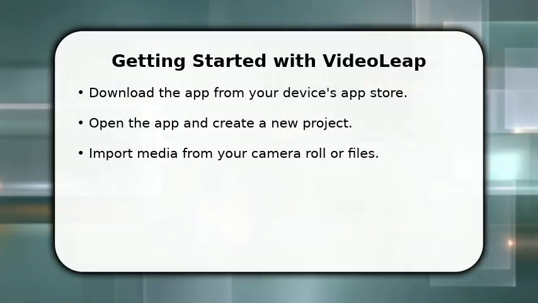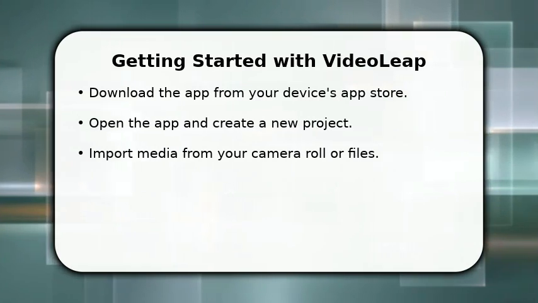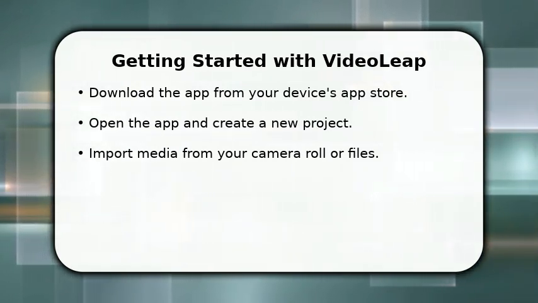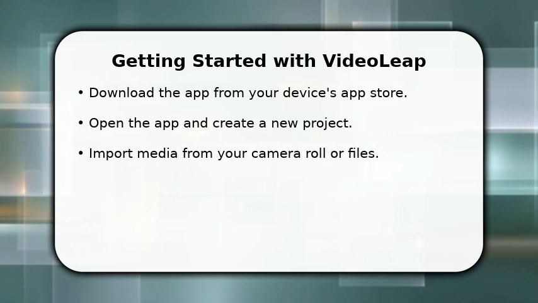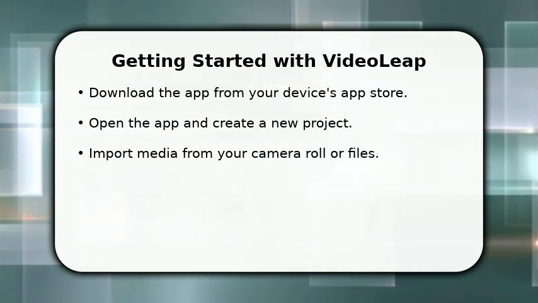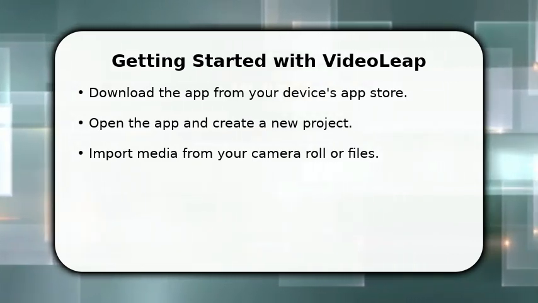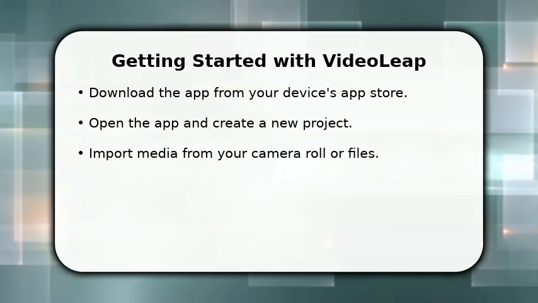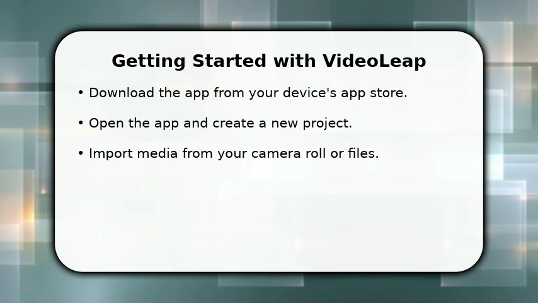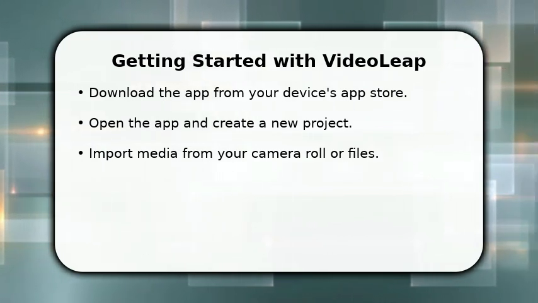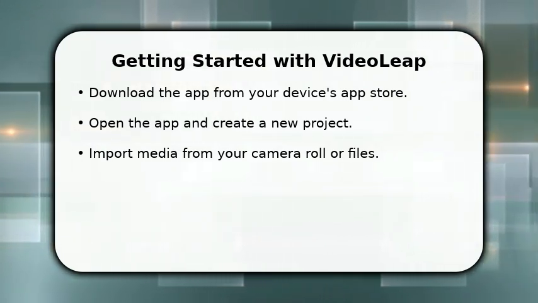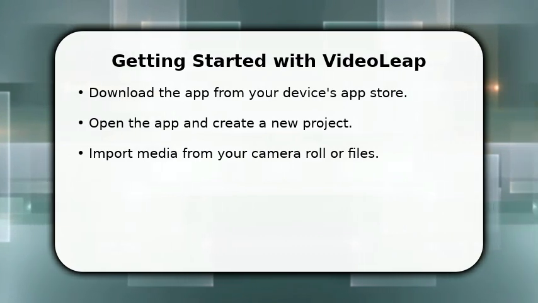In this video, I will explain how to use the Videoleap app. First, download the application from your device's app store. Once installed, open it and tap to create a new project. You can then import videos and photos directly from your camera roll or other files. This is your starting point for all your creative video editing endeavors within the app.